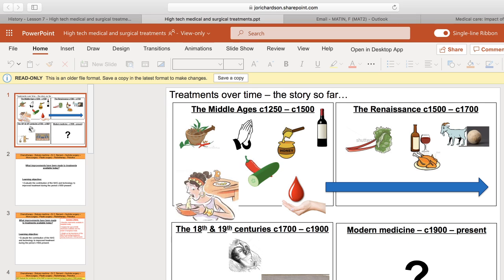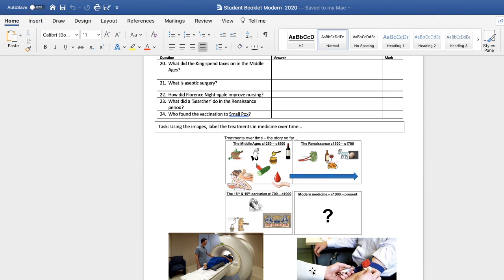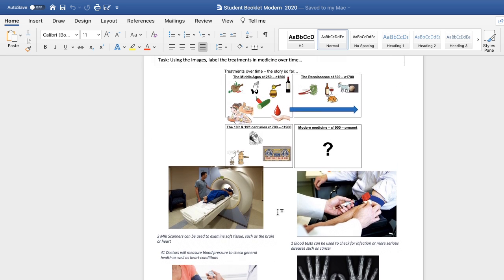Now, the first activity, I'm just going to show you quickly in your booklet, over here is looking at treatments over time, and the task is here. All you have to do is use the images and label the treatments in medicine over time. Really test yourself, but obviously if you need help, look through your booklets. What are treatments in the Middle Ages? Label them. The Renaissance, the Industrial period, and then in the modern period, using the images, can you think of any treatments that are available in the modern period?